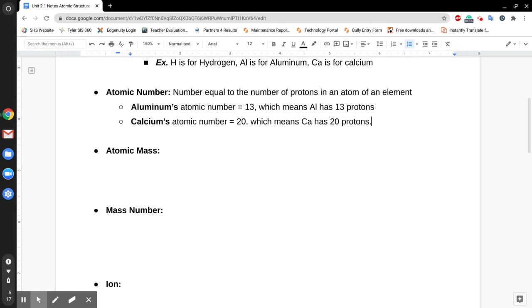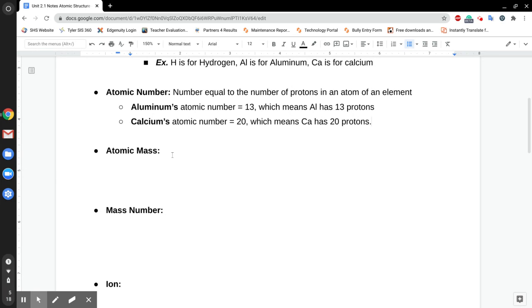Okay, now I'm going to go through atomic mass, and then I'm going to talk about where we can find these. I'm sure you're like, well, Mr. Sheeline, where'd you get the 13? Where'd you get the 20 for aluminum and calcium, respectively? I'll get to that after we talk about atomic mass, because they're both found on the same thing, more or less, and I'll detail that in a second.